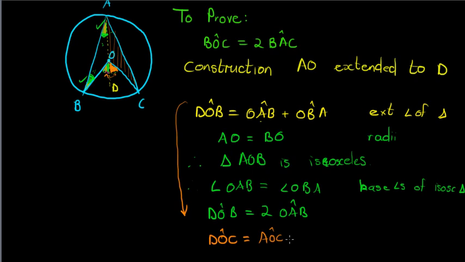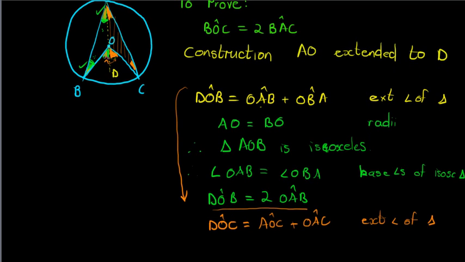Oh, double the. No. No. Plus OAC. Well done. It's equal to the opposite interiors. Okay, I can't say this yet. This is the conclusion. I'm still trying to get there. Exterior angle of a triangle is equal to the opposite interiors.